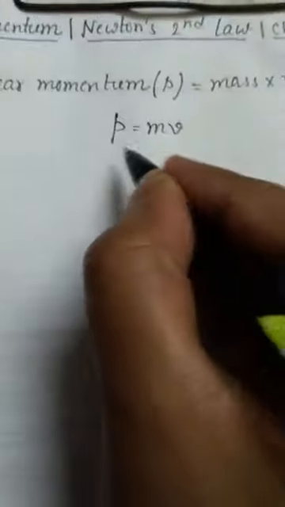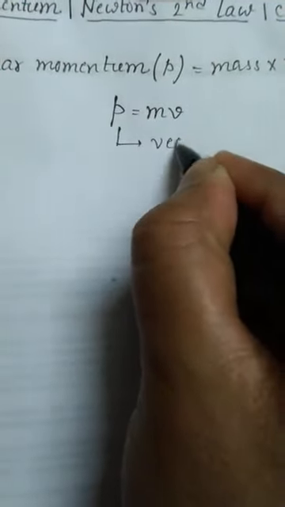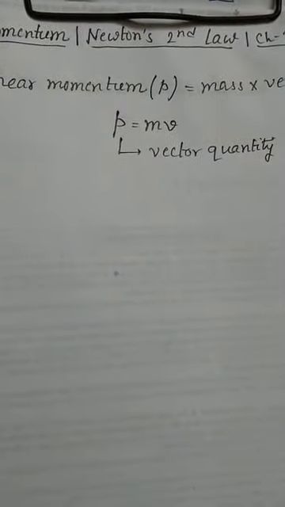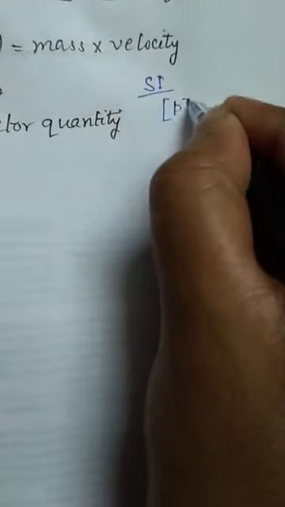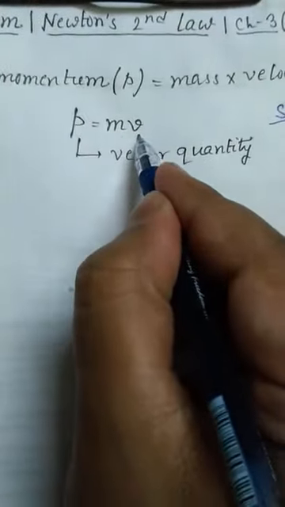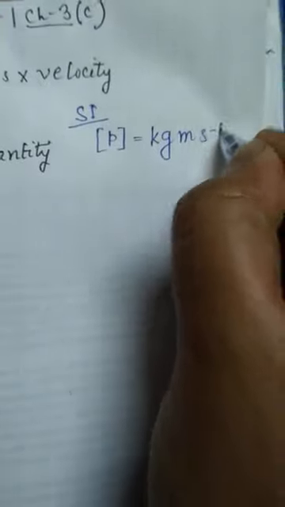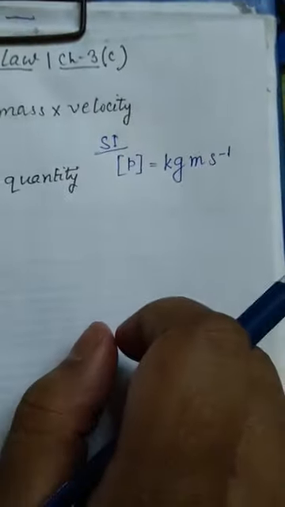And let me tell you, linear momentum is a vector quantity. Now, what is its unit? If I talk about its SI unit, it is very simple. The unit of p equals the unit of mass multiplied by the unit of velocity. What is the unit of mass? Kg. And the unit of velocity? Meter per second. So kg meter per second is the SI unit of linear momentum.